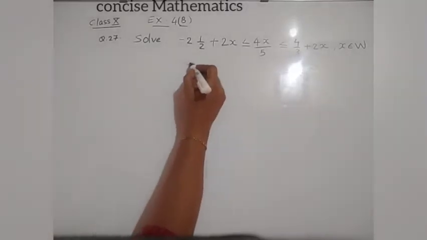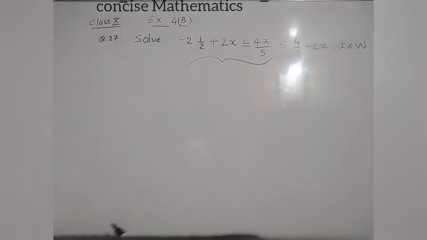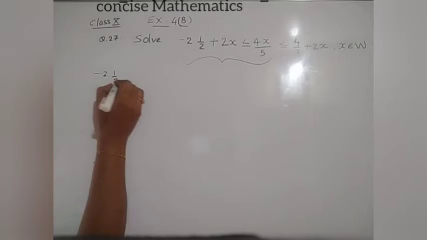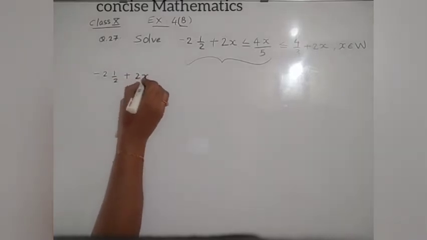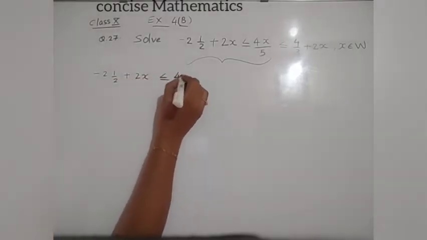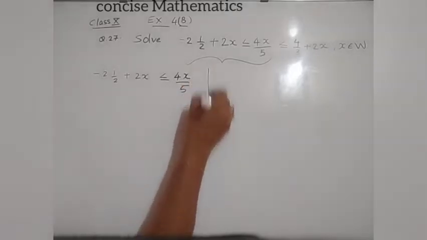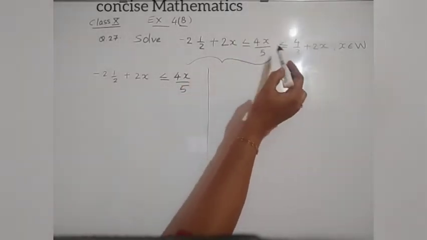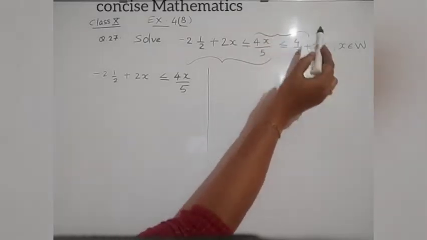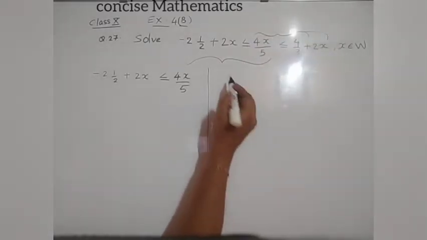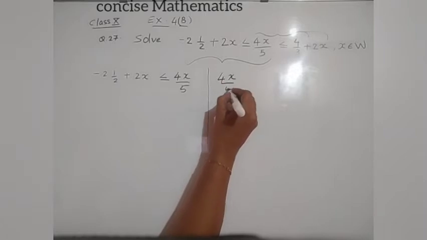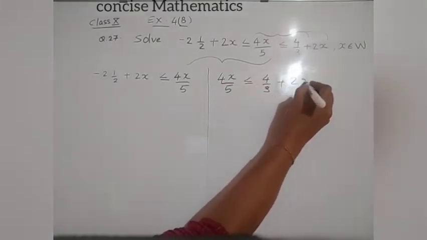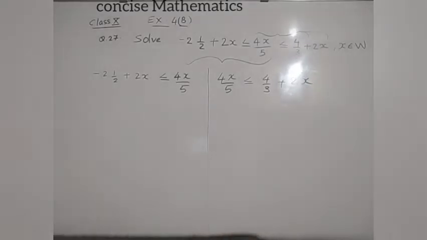The first part of this inequation is minus 2.5 plus 2x less than or equal to 4x by 5. And the second inequation starts from here: 4x by 5 less than or equal to 4 by 3 plus 2x. Let us solve these inequations.